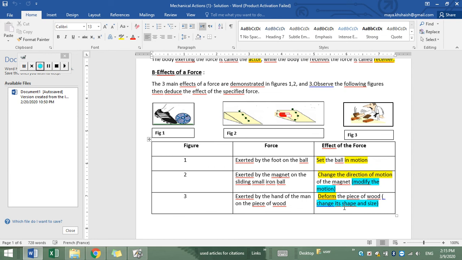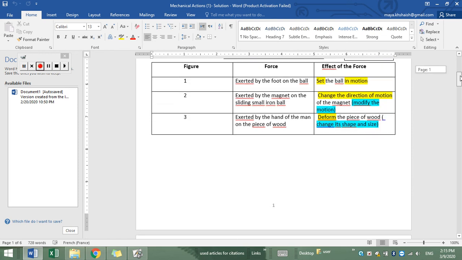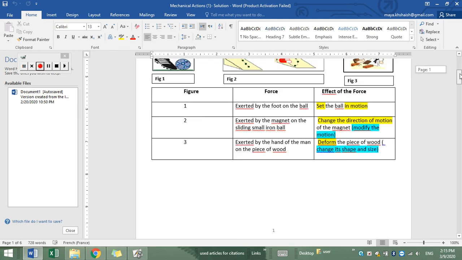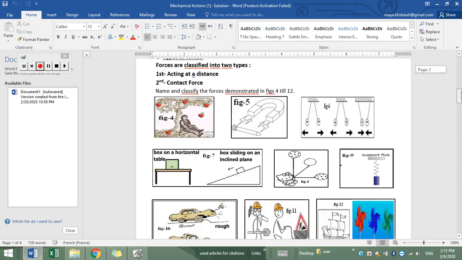Now you have to memorize these three effects. So the three main effects of any force could be setting it in motion, changing or modifying the motion either by changing the direction or by changing the speed, and the third effect is deforming, in general, deforming the receiver.